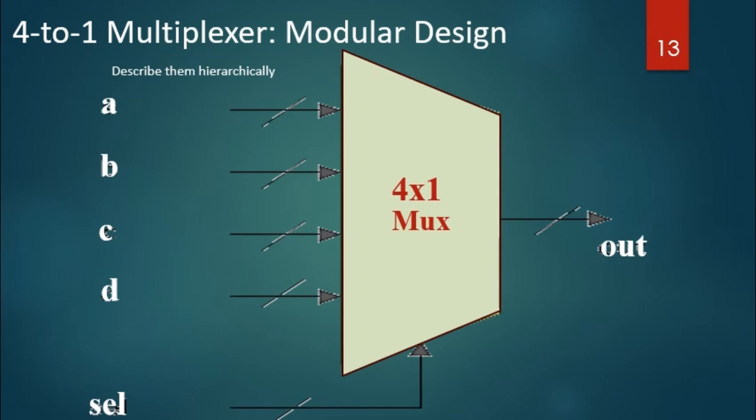Okay, so now how do we conduct the modular design for the 4 to 1 multiplexer using 3 units of the smaller 2 to 1 multiplexer? First we describe them hierarchically from top to bottom. This is how the top level of the 4 to 1 mux block diagram looks, where it consists of data inputs A, B, C, D, and a select signal. The select signal should be 2 bits, based on the log base 2 of the number of items to be selected.